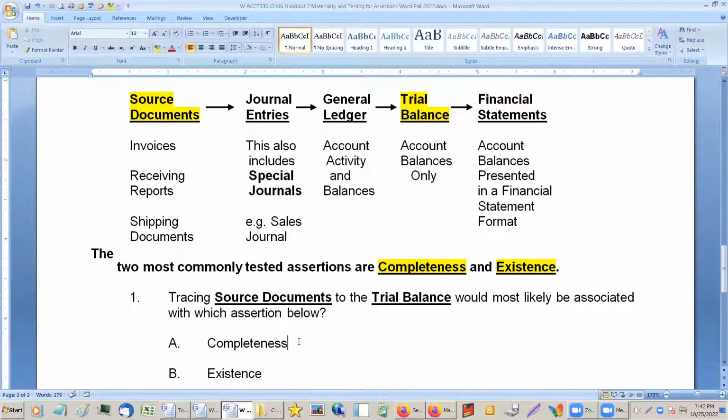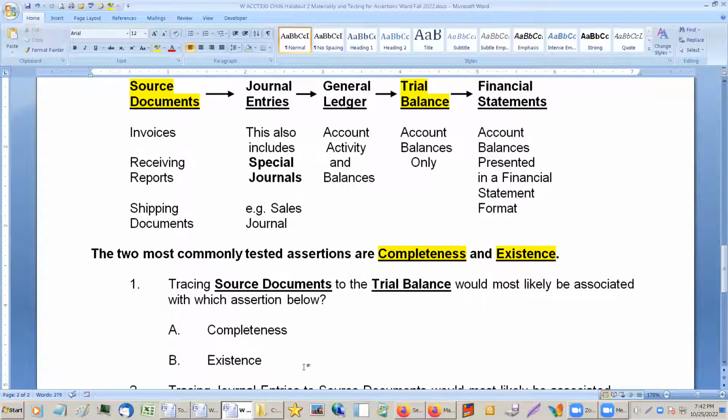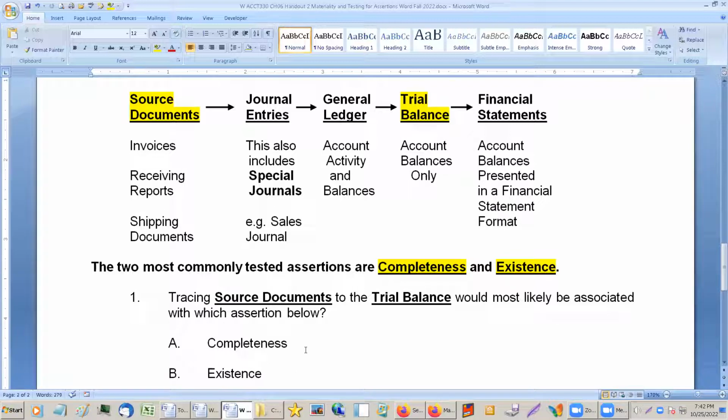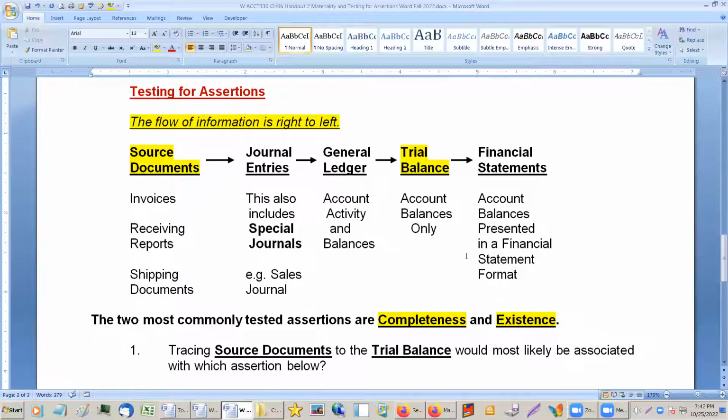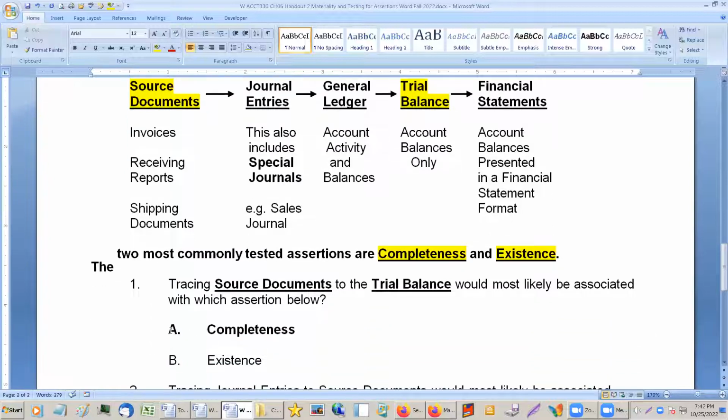So which are we most likely looking for? Are you looking to see that it is complete, that everything we have listed is actually in there? Or are we looking for existence? Is there something on the financials? Yep. Good. We're looking to see if it's complete. These source documents, this invoice, does this show up on the financial statements, or trial balance in this case? Receiving report, does this show up in the trial balance? The shipping documents, does that show the sale and all that kind of stuff? So you're looking to see if this is complete.